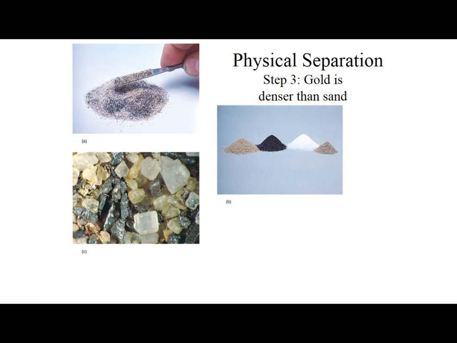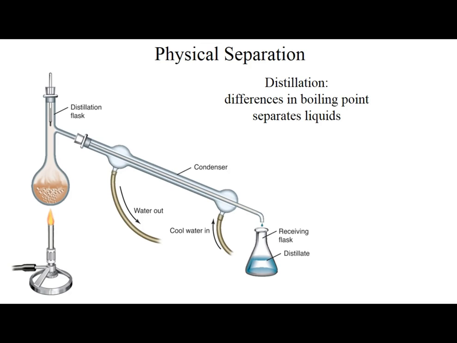And then we already made reference to this density issue. Gold is denser than sand, and so you can get it to sort of sink to the bottom. That's sort of the idea of panning for gold, right? That gold sinks and other things might not sink as easily.